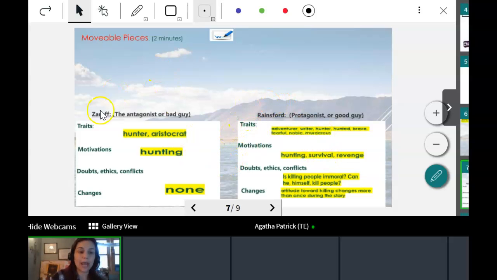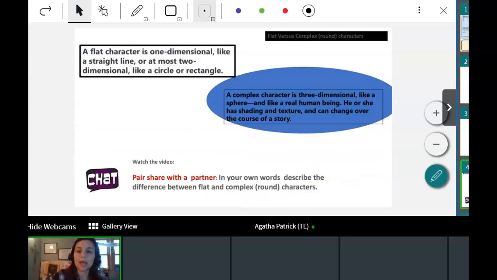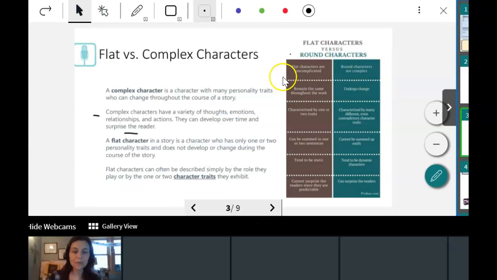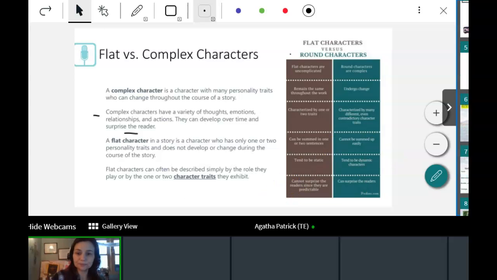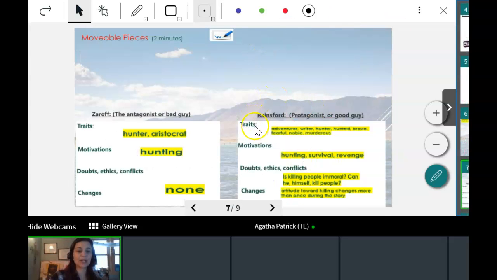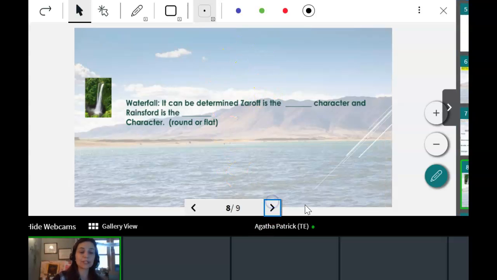So taking a look at this chart here, you're able to now determine the flat versus complex character. Remember, if we go back up to that chart, flat characters are uncomplicated. Their morals and ethics do not change. Round characters are continuously changing. Their motivations change. Their traits change. So if we go back to our chart here, it is easy to determine which of our characters is flat and which is round. So let's do that now.